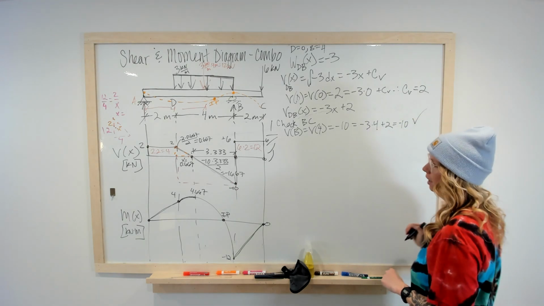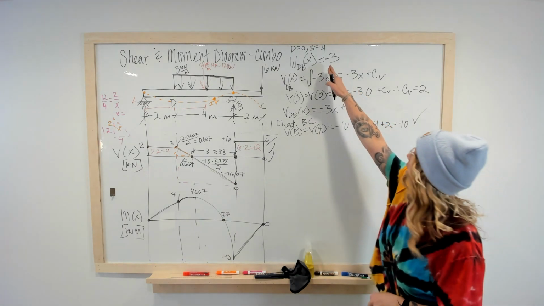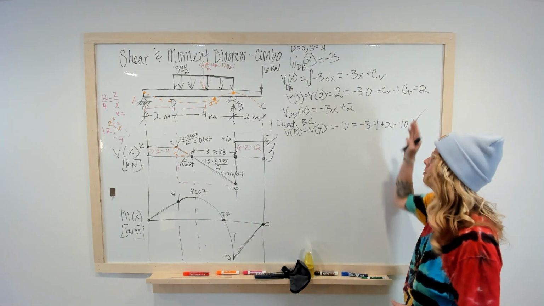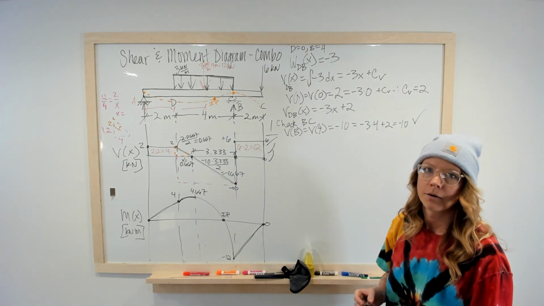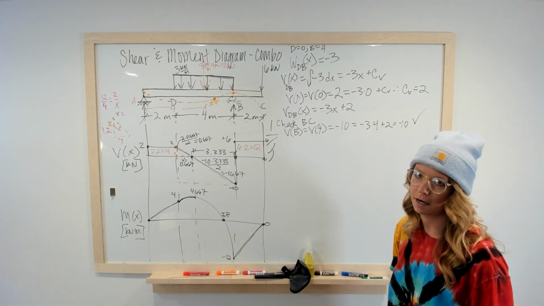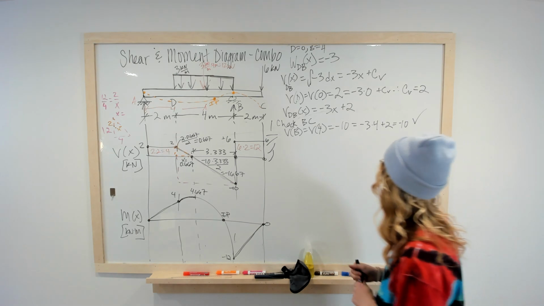Check. Okay? If you do not do those checks, right? Let's say you forgot to put that negative sign on here. You would get down here and that number would not be negative 10. And then you'd be like, oh crap, I need to fix that. Doing these checks is going to help you as you start to integrate even further past the moment diagram. It's going to be a pain in the butt if you messed up your shear equation.